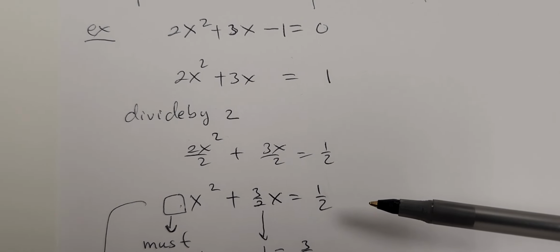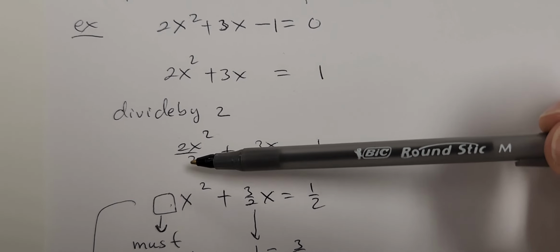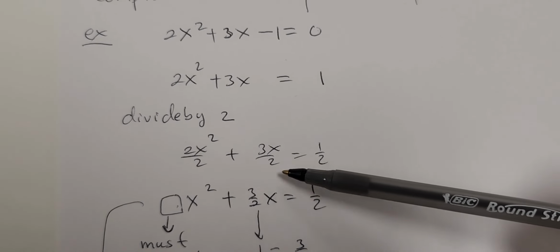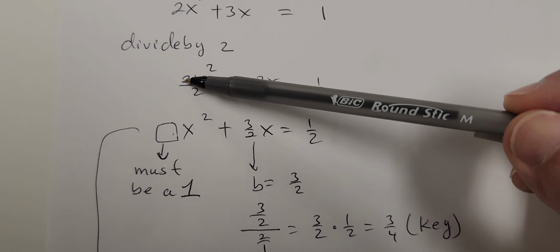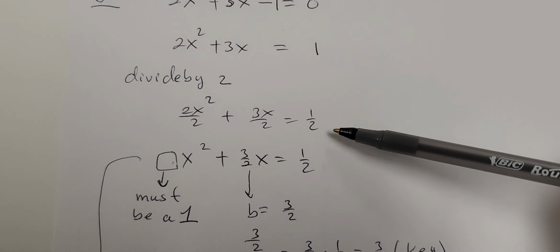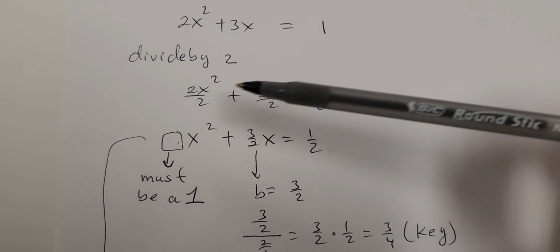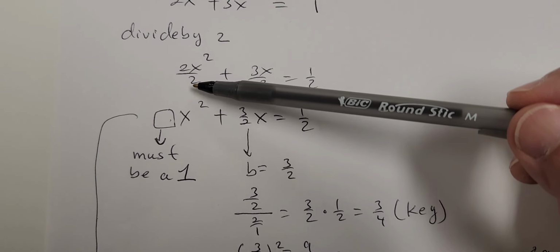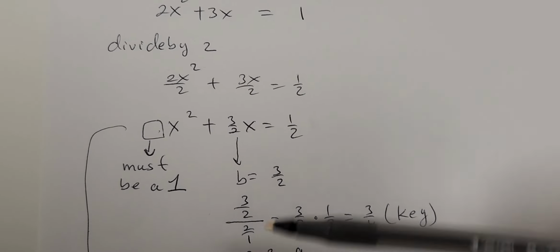So be very careful. Whatever this number is, you use that number to divide all of the terms. Since this is a 2, divide 2 into all of the terms, so here, here, and also here. That gives me 1, 3 over 2, and 1 over 2.